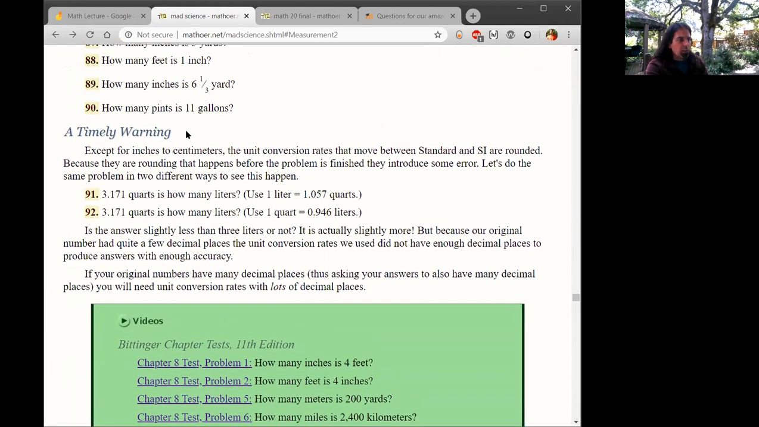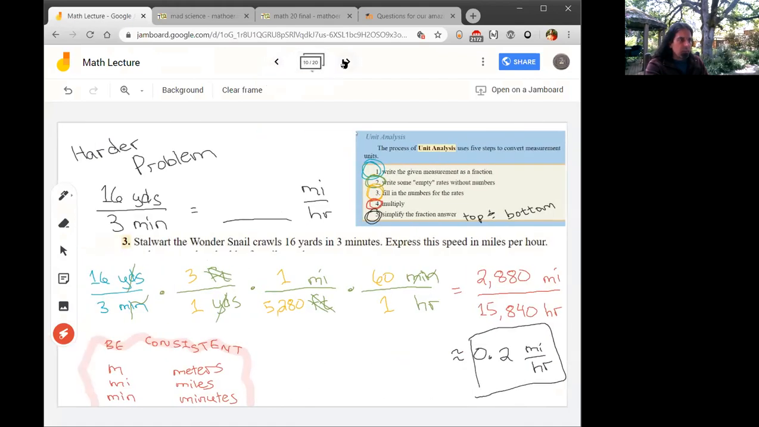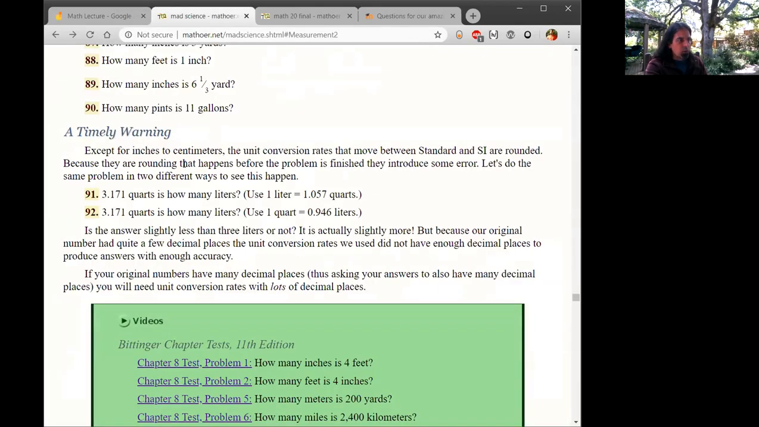One warning is that your answers might not match the back of the book. If you are going to practice in the green textbook or the online textbook, which I encourage you to do always, then we're rounding in the middle. Let's see, not in these, but in the ones where you're mixing standard and SI. The only one that's exact is inches to centimeters. There's exactly 2.54 centimeters in an inch by definition.